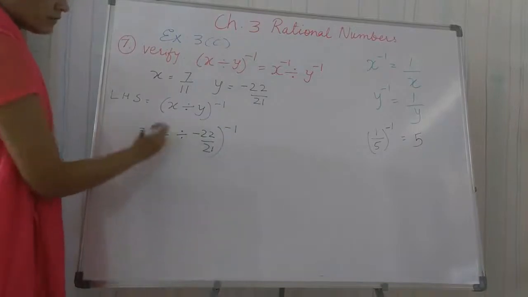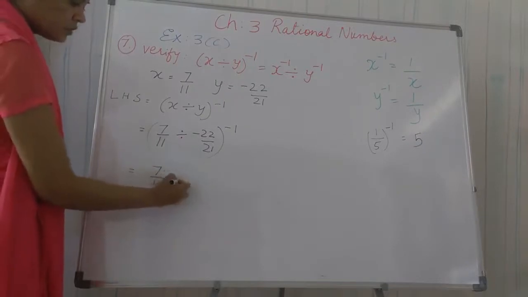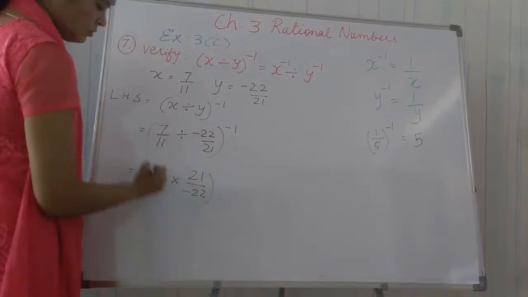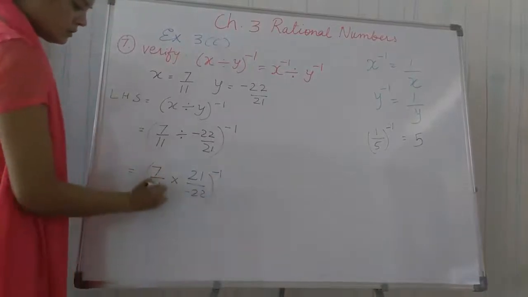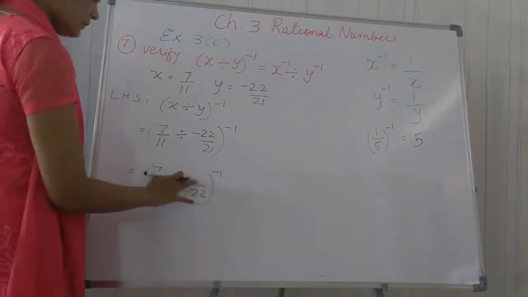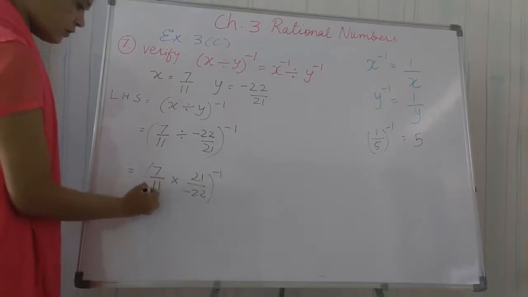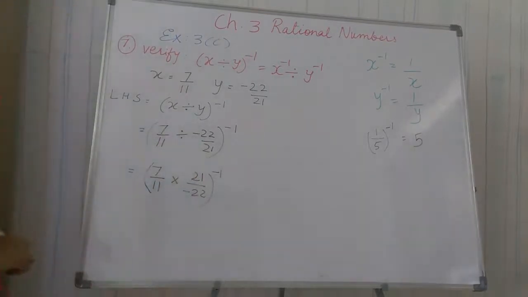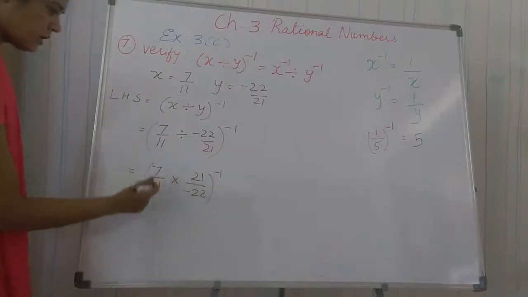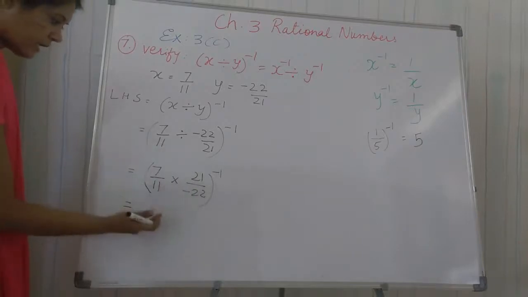So first of all, I will solve this bracket. 7 by 11, division to multiplication, 21 upon minus 22, power minus 1. So 11, here we cannot cut. This is 21. I thought it is 22, but now after taking reciprocal we cannot cancel it. Only we keep this as it is because we cannot cancel. This way we cannot cancel. Always numerator to denominator we can cancel.